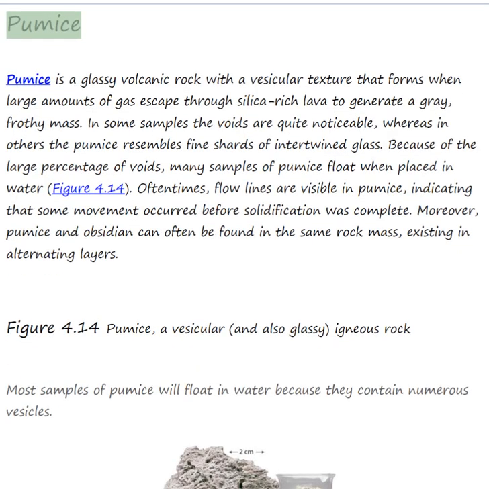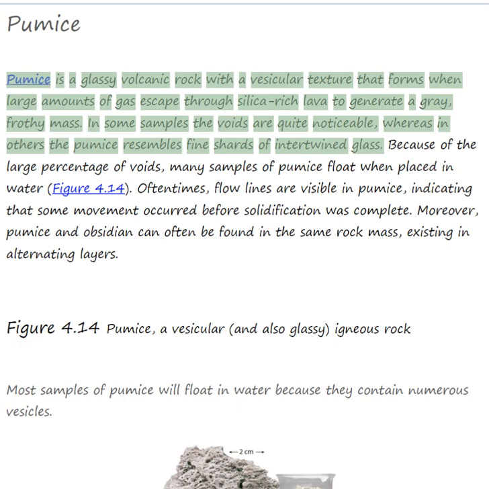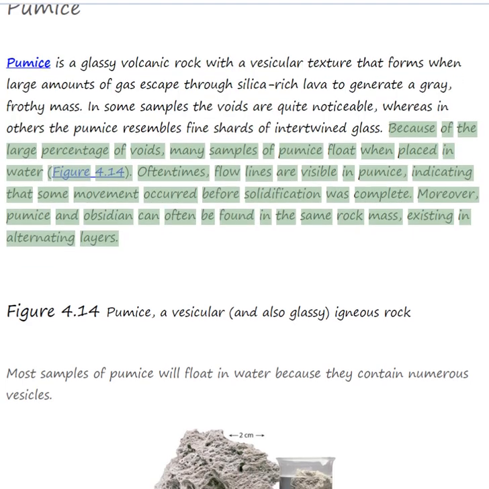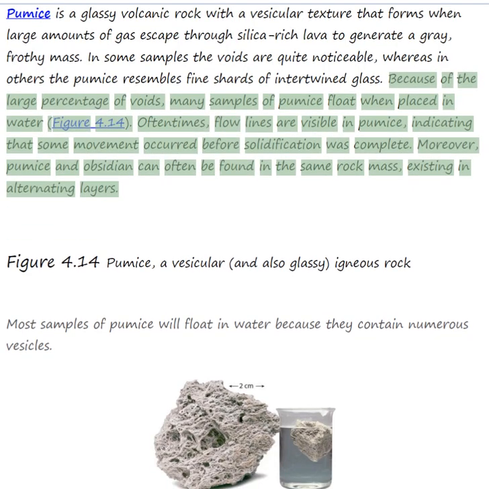Pumice. Pumice is a glassy volcanic rock with a vesicular texture that forms when large amounts of gas escape through silica-rich lava to generate a gray, frothy mass. In some samples the voids are quite noticeable, whereas in others the pumice resembles fine shards of intertwined glass. Because of the large percentage of voids, many samples of pumice float when placed in water.